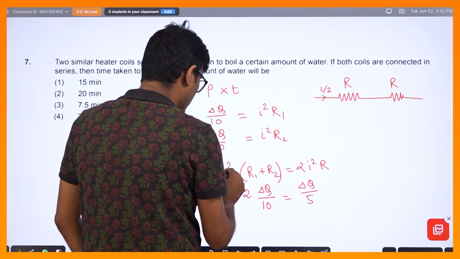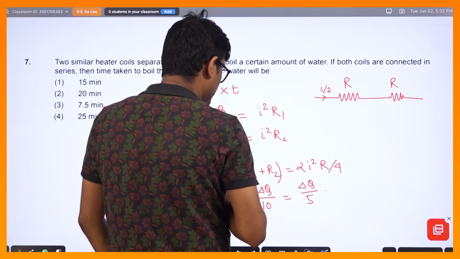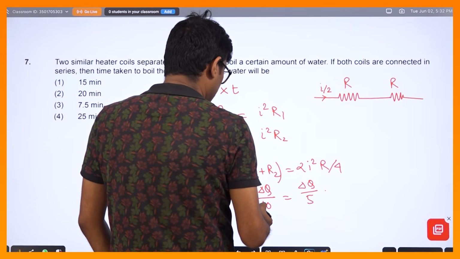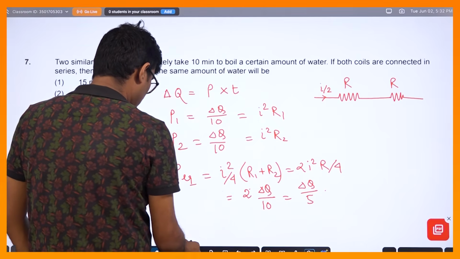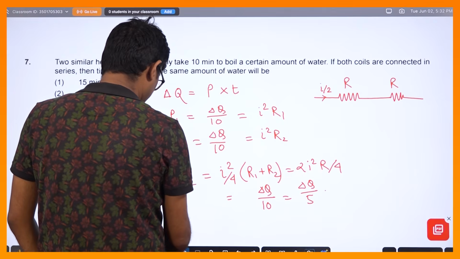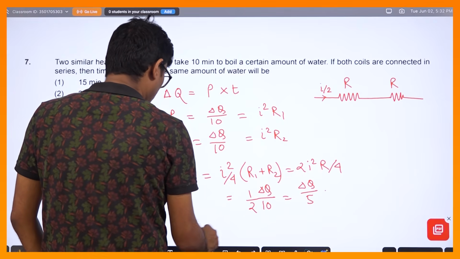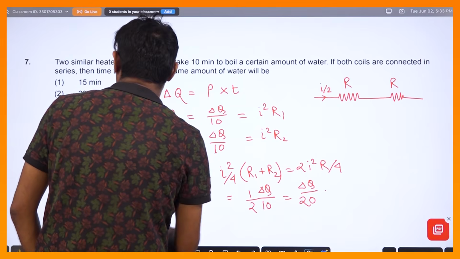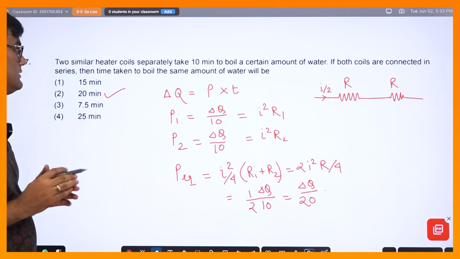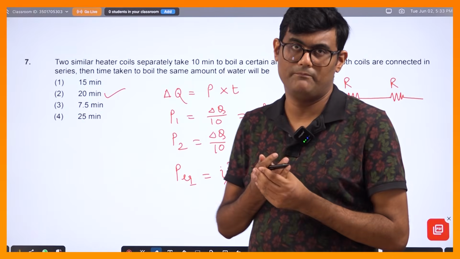So it is I square by 4. If it is I square by 4, then it is I square by 2. That means this 2 will come in the denominator in that case, right? So in that case, the time will be 20 instead of 5, right? 20 minutes will be the time for this question. So they have assumed the voltage to be the same.